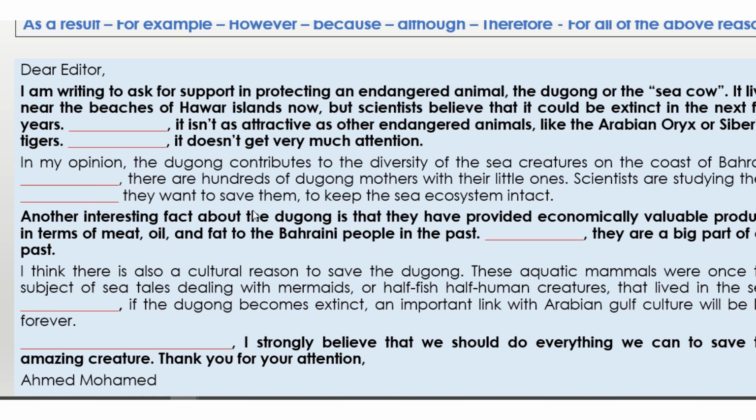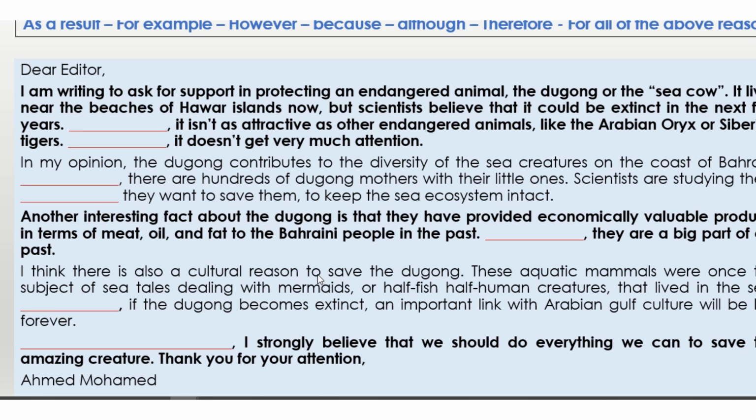Another interesting fact about the dugong is that they have provided economically valuable products in terms of meat, oil, and fat to the Bahraini people in the past. They are a big part of our past. Which word should we take? Should we take as a result, or therefore? Think about it.